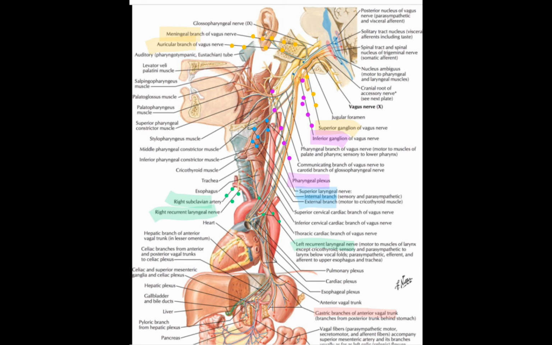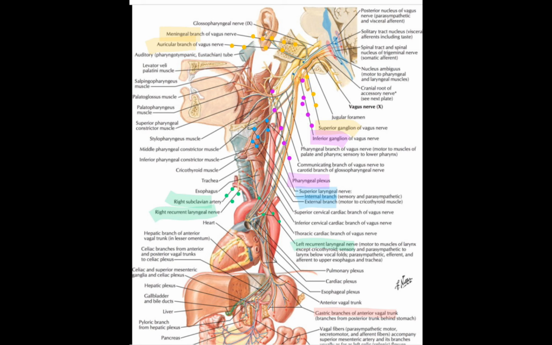Okay. The right vagus will be posterior to the internal jugular and the left vagus will be posterior to the left brachiocephalic vein, and the right vagus is crossing the first part of the subclavian artery. So that is about its course, the rough course.